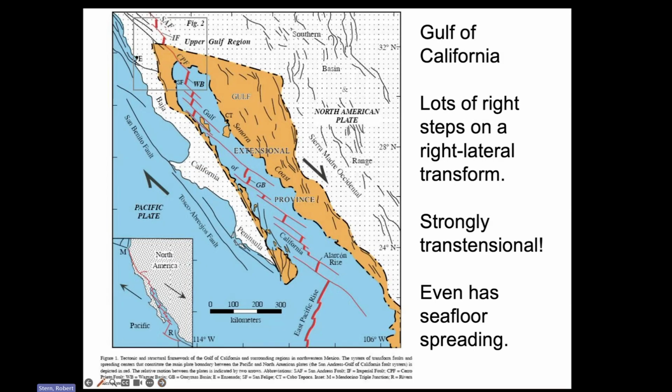Here's the East Pacific Rise coming up in here. And down south of Baja California, the East Pacific Rise has only these small offsets. And then once you get here to the Alarcon Rise, you get these shorter and shorter spreading segments separated by longer and longer transforms. But this entire system, you're looking at right steps on a right lateral system. So Baja California was part of mainland Mexico up to about 5 million years ago. Okay.